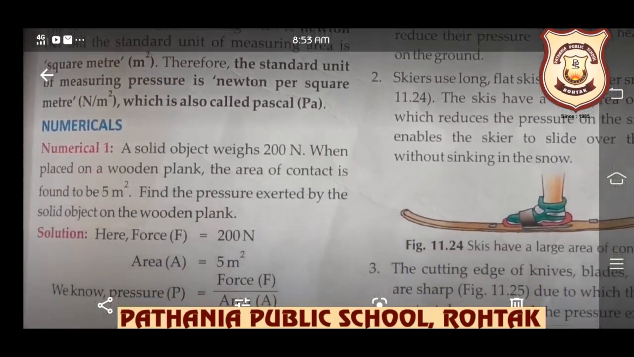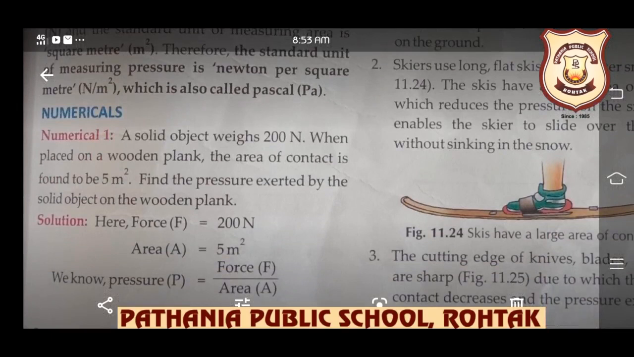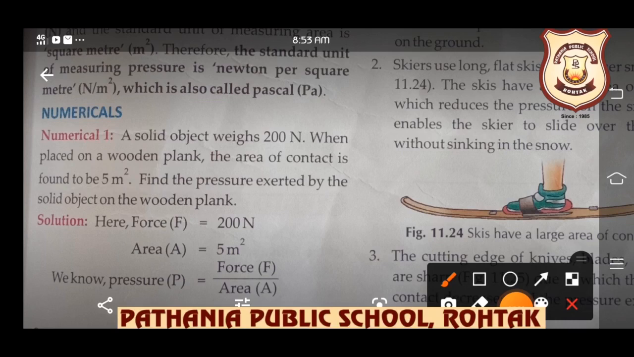So, the standard unit of measuring force is Newton and it is denoted by capital N, and the standard unit of measuring area is meter square. Therefore, pressure is Newton per meter square, which is also called Pascal.